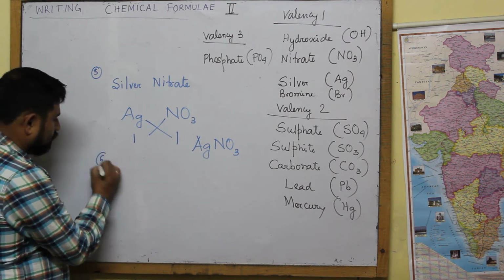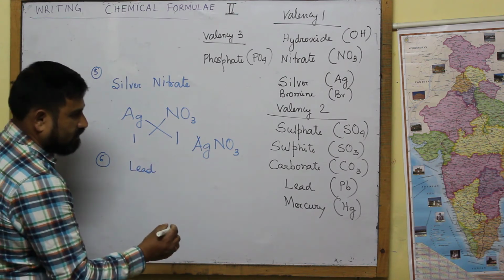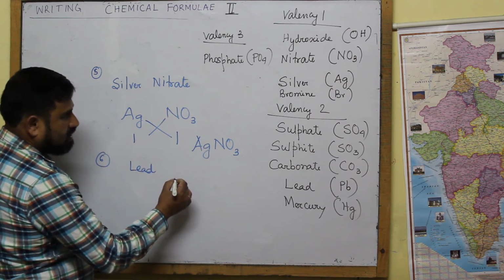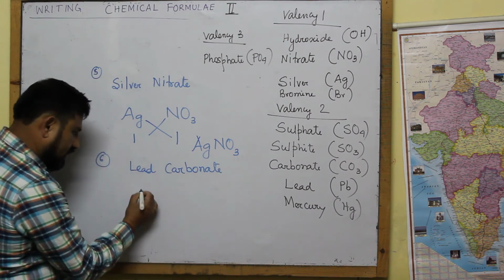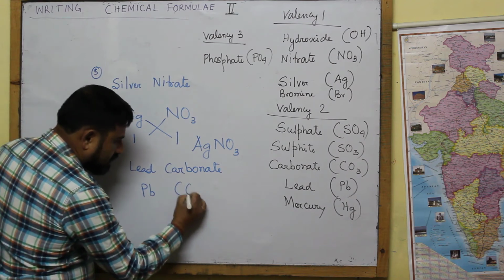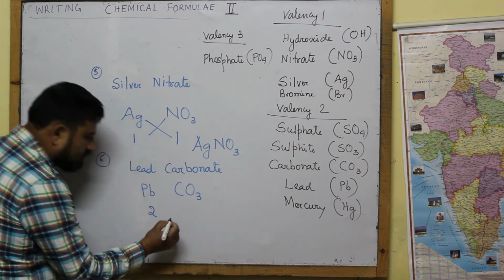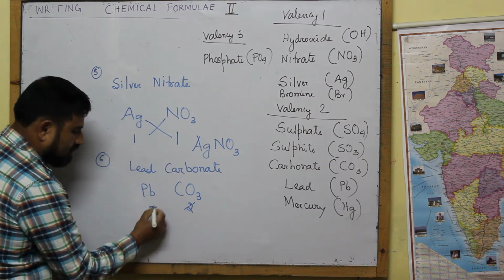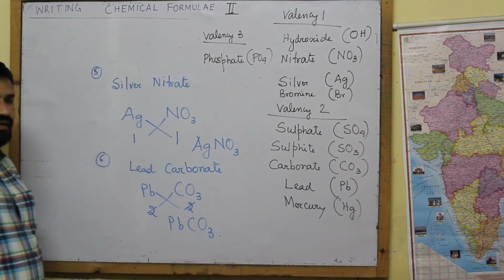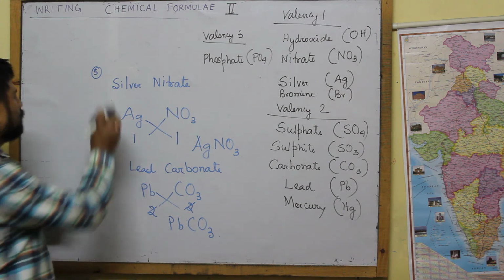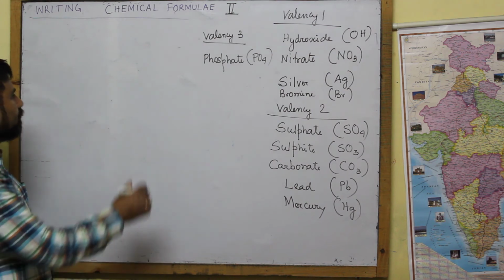Let's take an example, say lead carbonate. The symbol of lead is Pb. Carbonate is CO3. So lead's valency is 2. Carbonate's valency is also 2. Both cancel, and we get PbCO3. One more example, just to show you. If you need to copy it, you pause the video and then copy.